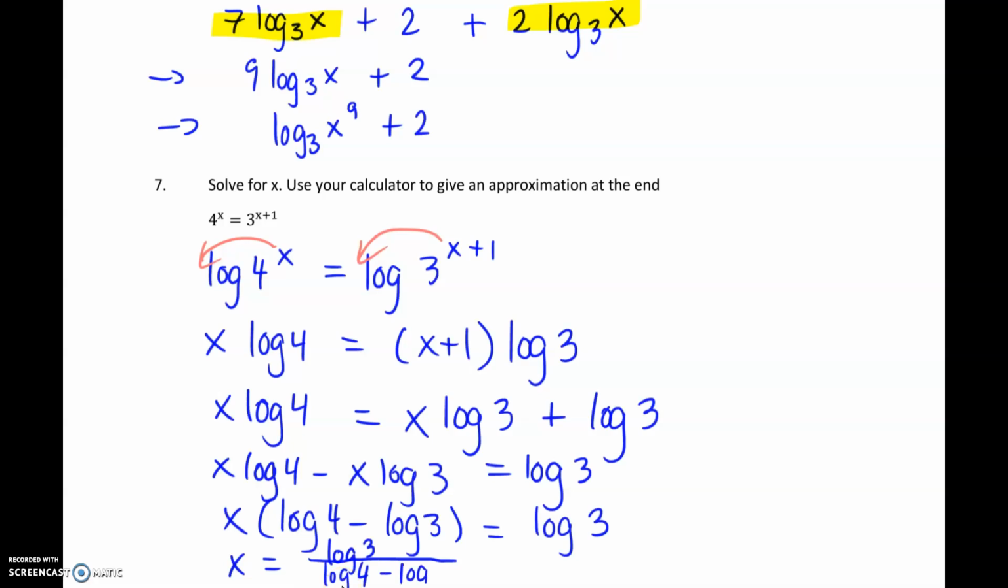minus log 3. And at this point, we're going to go to the calculator and calculate this. And our final answer is 3.819. And let's round it to 3 decimals. That would be 3.819. So make sure when you enter that in the calculator, put parentheses around your denominator so that it doesn't just divide the first part. That's it for the review.